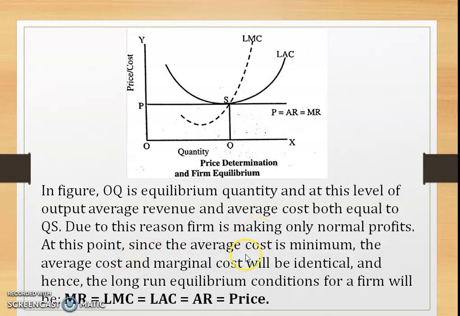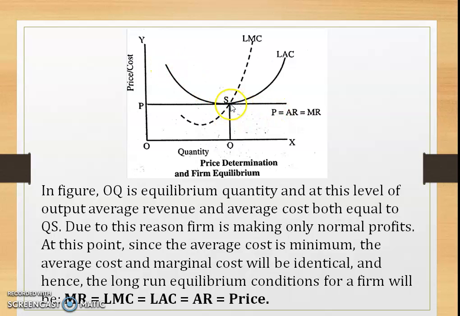At this point, since the average cost is minimum, the average cost and the marginal cost will be identical. And hence the long run equilibrium condition for a firm will be MR is equal to LMC. LMC is nothing but the long run marginal cost. LAC is nothing but the long run average cost. AR is nothing but average revenue. This is price. The first condition is MC is equal to MR.